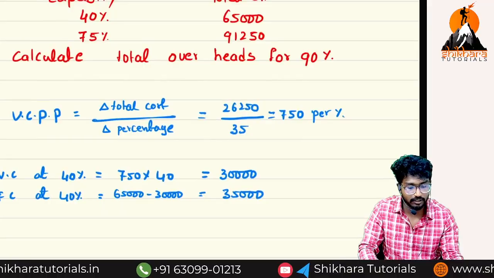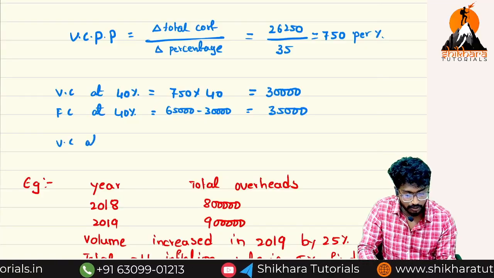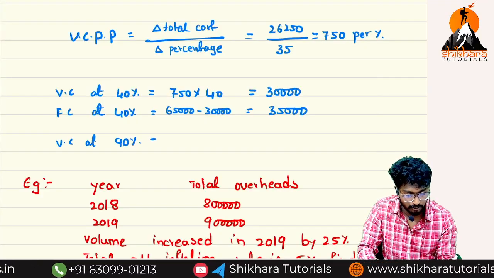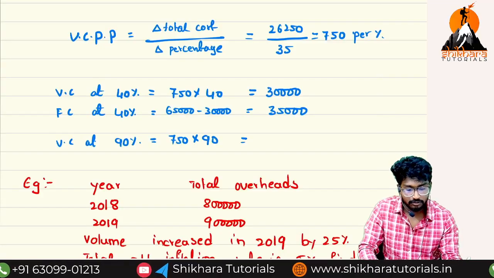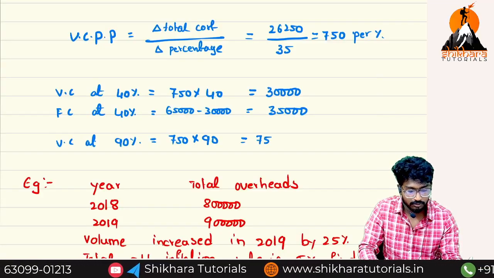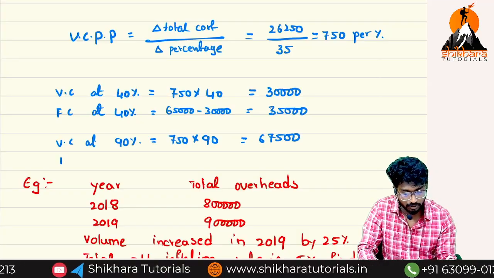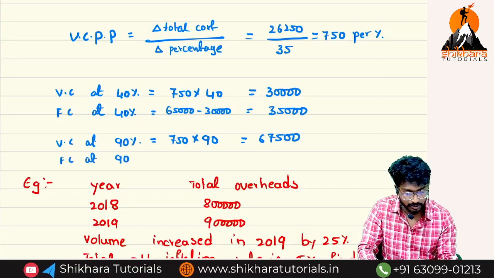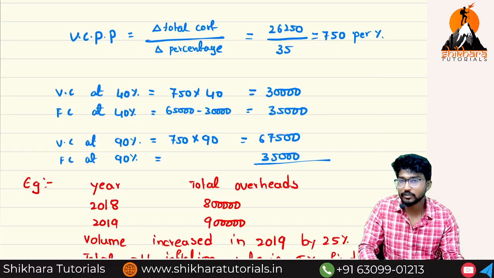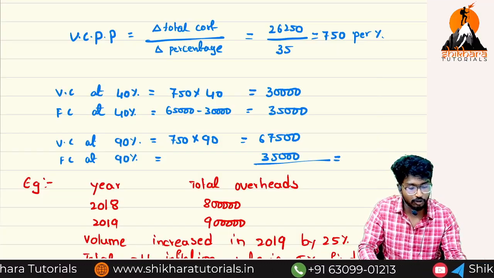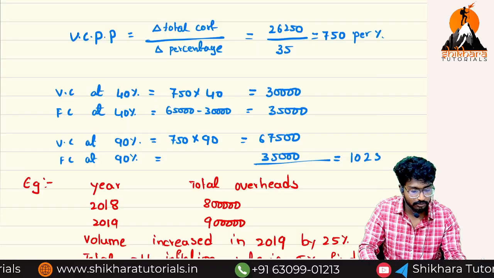He asked us to calculate at what percent? 90%. Now variable cost at 90% is equal to how much? 750 into 90, 67,500. Next, fixed cost at 90% is equal to how much? 35,000 only. Why? Because fixed cost is always constant. Now total cost is equal to how much? 1,02,500.